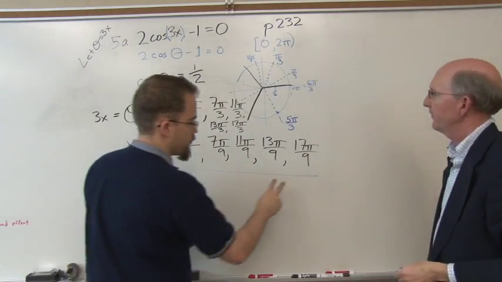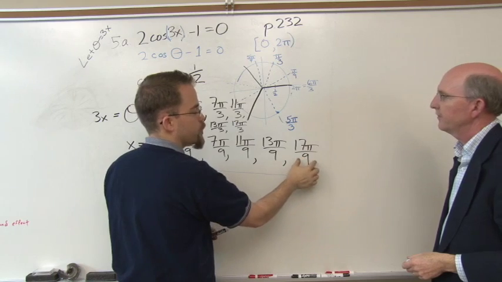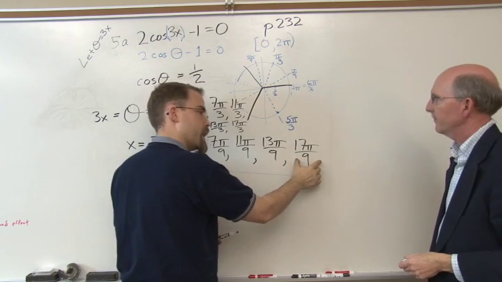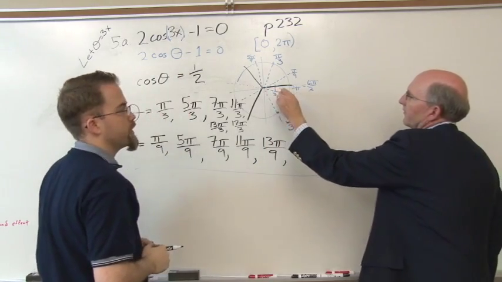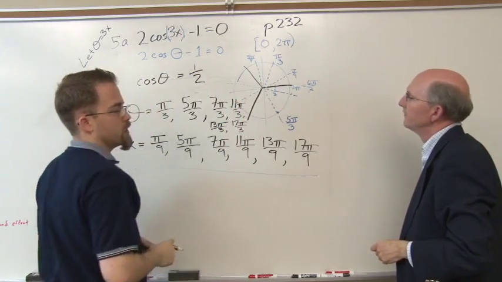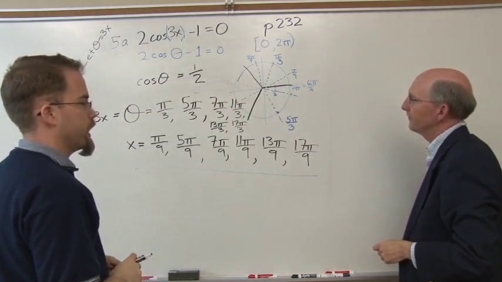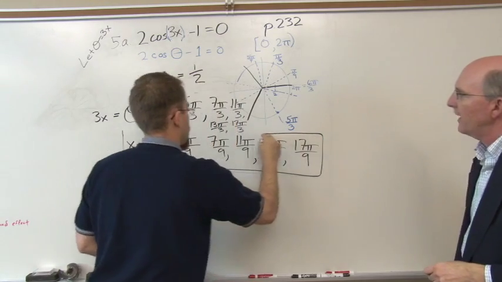And I can tell that this is a good place to stop, because all the way around 2 pi would be 18 pi ninths. So this is just 1/9 shy of all the way around, and we haven't gone over our original constraint of 2 pi. Sounds good. Looks like we've got every solution we need for this particular problem.